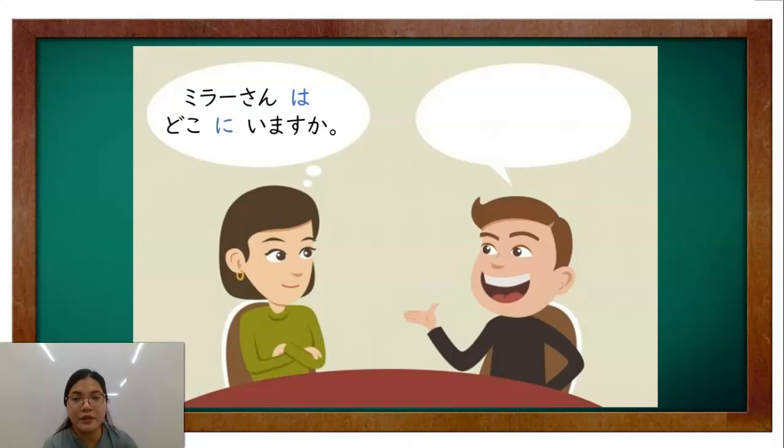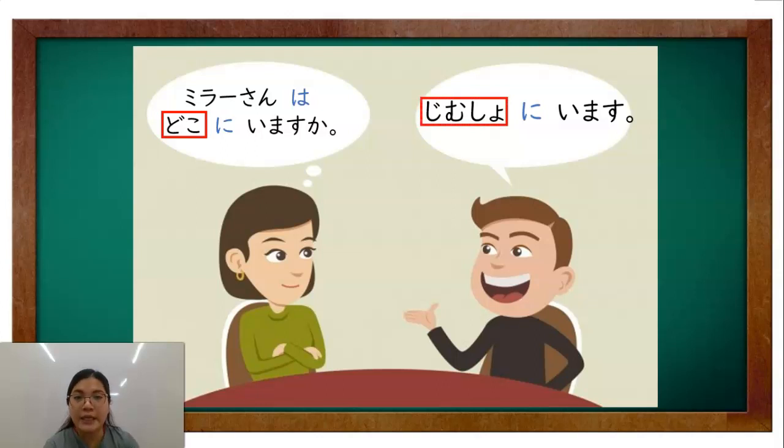Another example. Mira-san wa doko ni imasu ka? Where is Mira? Jimusho ni imasu. She's in the office. Okay? So remember doko and then he just directly said the place and then particle. So yan yung gagamitin natin.